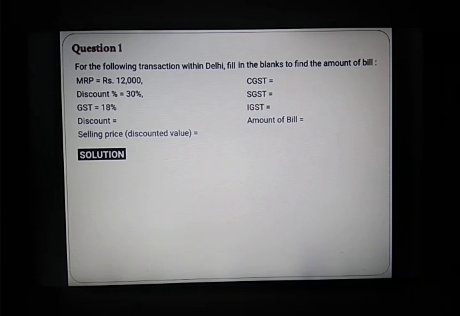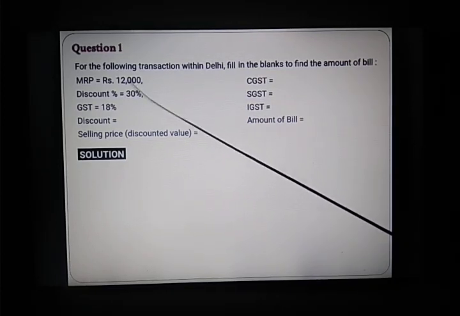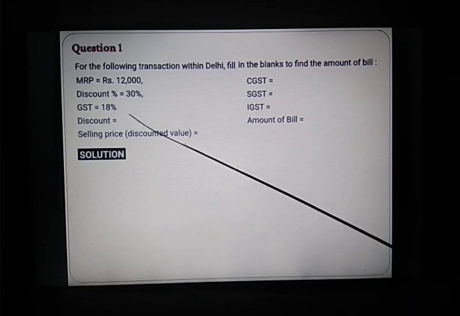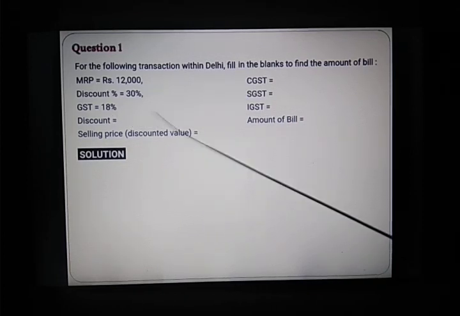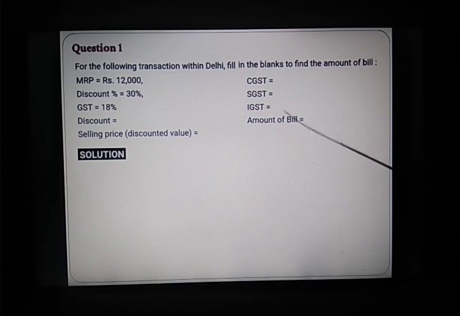Question 1 of exercise 1A says, for the following transaction within Delhi, you need to fill in the blanks to find the amount of the bill. So what is given? MRP is given, discount percent is given, and GST percent is given. So basically we need to fill all these blanks.